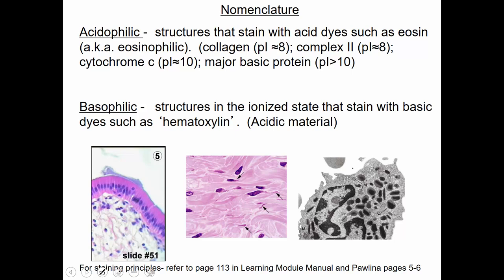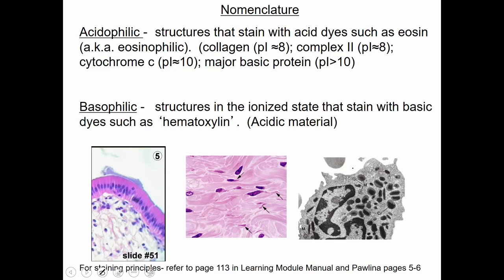Also, complex 2 or cytochrome C, players of the electron transport chain, so mitochondria, stain very eosinophilic. It gives a pinkish hue to it. Okay? Major basic protein, we'll come into that in a second. Obviously, it's a very basic protein, and so it's picking up that dye, eosin, which gives a pink color too.